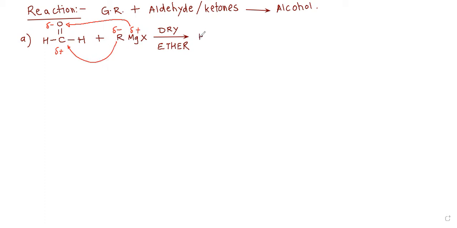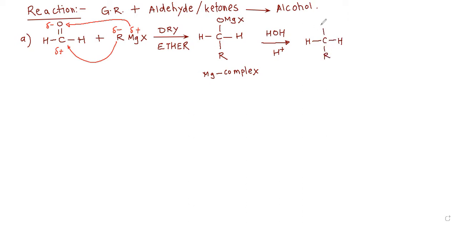So what product do we get? H, C, H, R here, and OMgX. This is called magnesium complex. This is now treated with further water in presence of acid catalyst. Process is very simple. Just convert this upper group into OH.